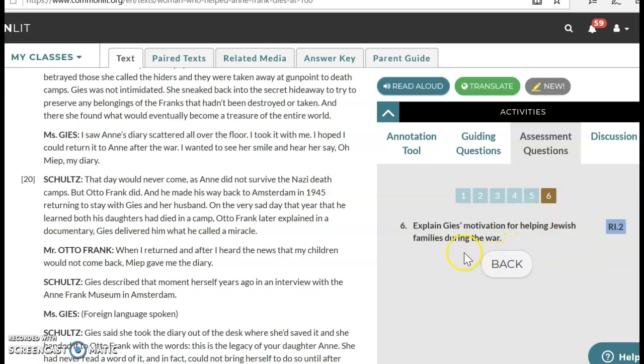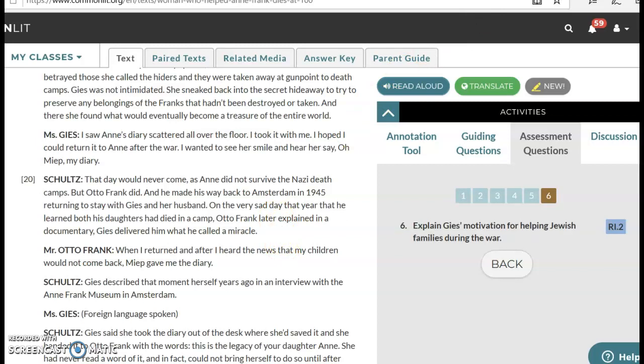When we go to number 6, we're going to get another one of those short responses. It says, explain her motivation for helping Jewish families during the war. So you read the article, and you're asked about Ms. Gies, who is Miep, the woman who helped her. Her motivation. Motivation is the reason why you do something. So give me her reasons why she helped Jewish families, and please be specific. You guys are giving me one sentence answers and you're not specific enough.